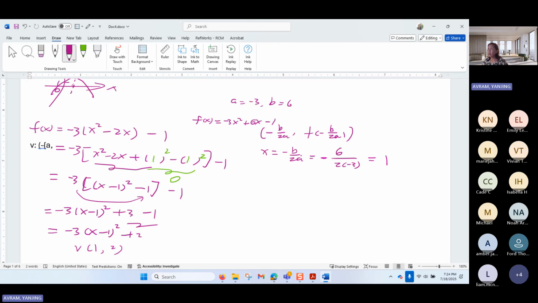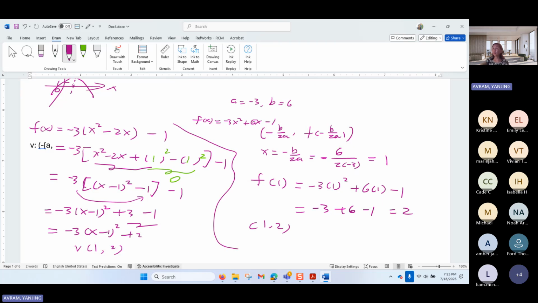All right. And then how do I find my vertex y? Since negative b over 2a is equal to 1, just plug this 1 into the original function, right? So I have negative 3 times 1 squared plus 6 times 1 minus 1. So this is negative 3 plus 6 minus 1. That is equal to 2. Okay, so you get the vertex (1, 2) using this way. All right. That way you don't have to complete the perfect square, basically. Okay, so you have 2 ways to find a vertex. Any questions?